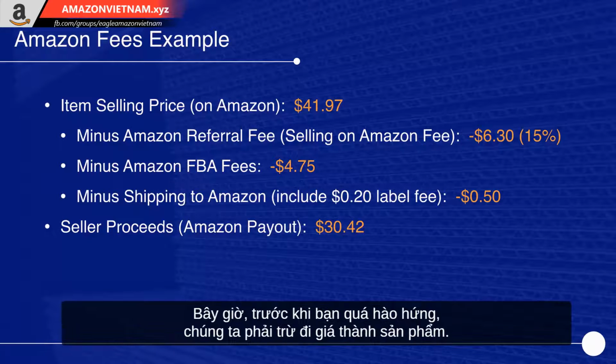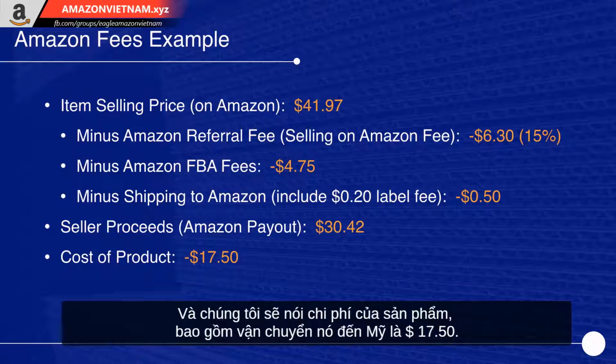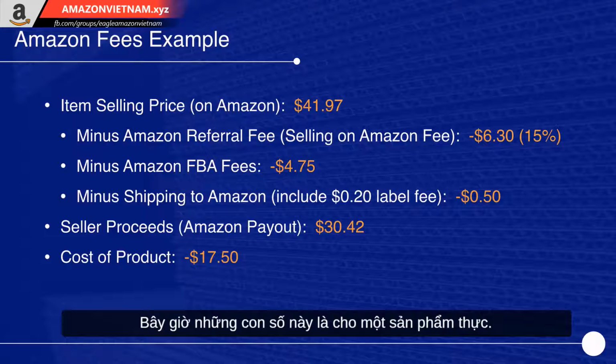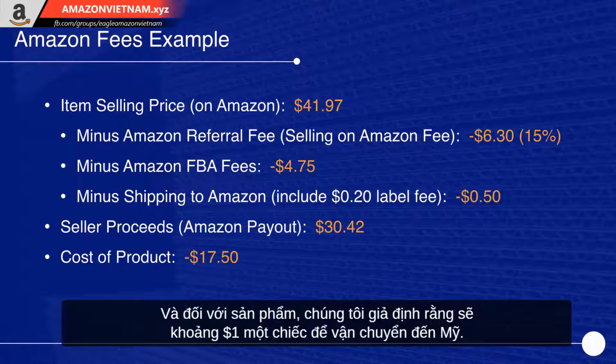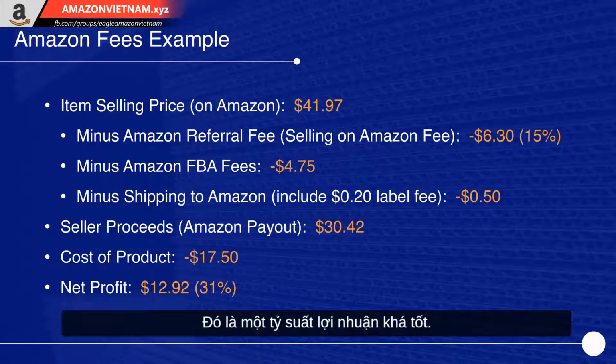Now, before you get too excited, obviously we have to subtract the cost of the product. And we're going to say the cost of the product, including shipping it to the US, is $17.50. Now these numbers are for a real product. We're not just making them up to show you an example. And for the product, we assumed it would be around $1 per unit to ship to the US. So our net profit for this would be $12.92 or 31%, which is a pretty good profit margin.